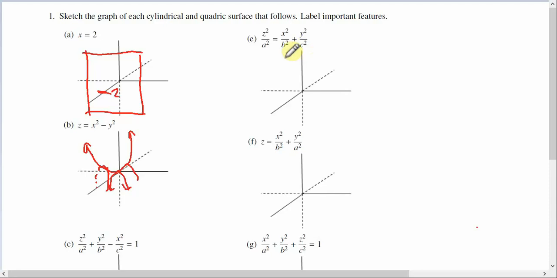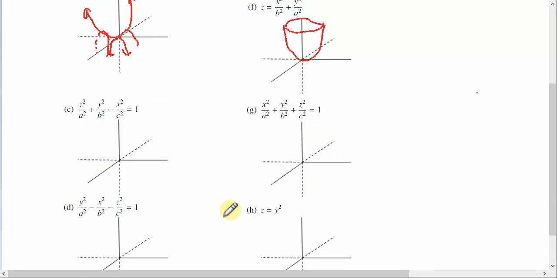Let's go over here. This is a cone just based on the form, and it's going along the z-axis because the z is the one over here by itself. So I'll just draw two straight lines, connect the ends with circles. This is an elliptic paraboloid that's going along the z-axis. So something like that. Nothing to label on any of these last three that we just did.